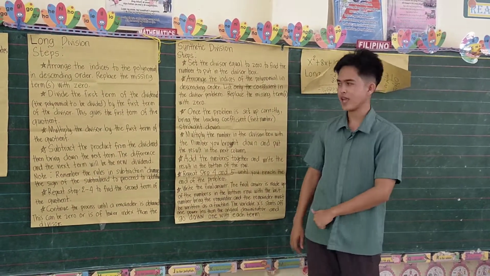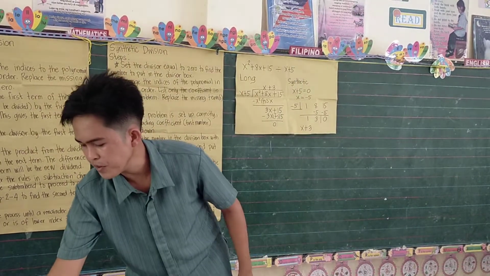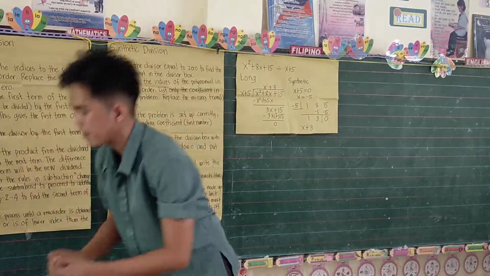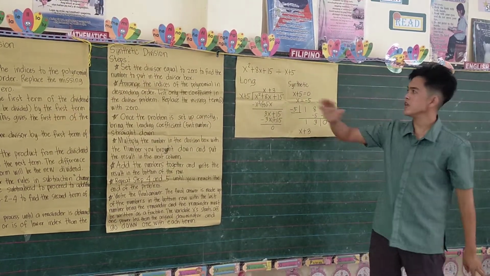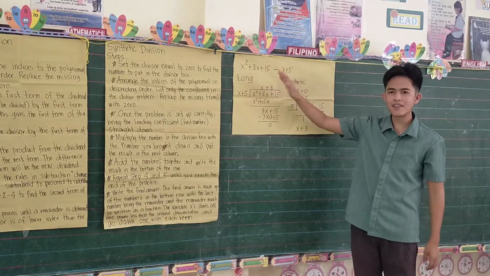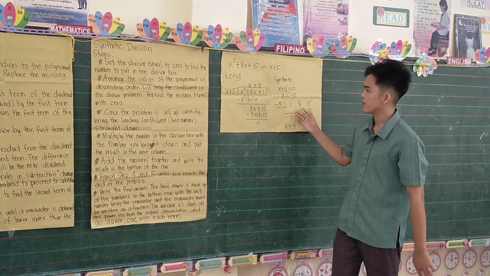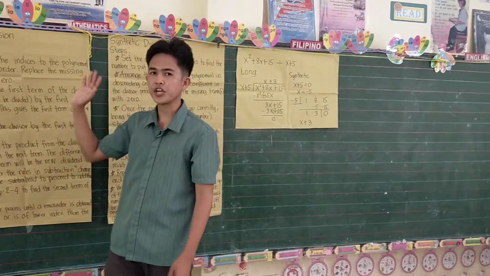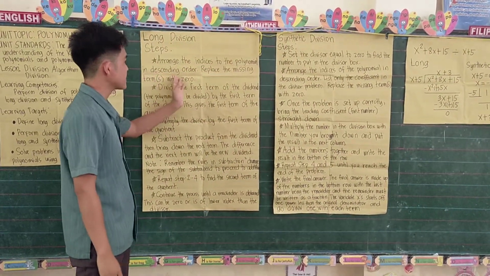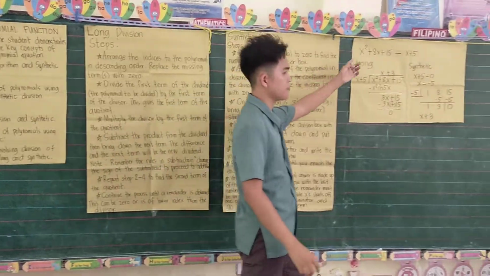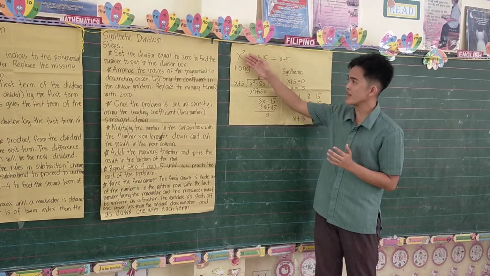Okay, class? Okay. So for example, this one. This is an example of these two polynomial functions. So this is x squared plus 8x plus 5 divided by x plus 5. Okay, using long division, it's stated here in the steps that you need to arrange the indices of the polynomial in descending order. So since our polynomial or the dividend is already arranged, we use the exponents.